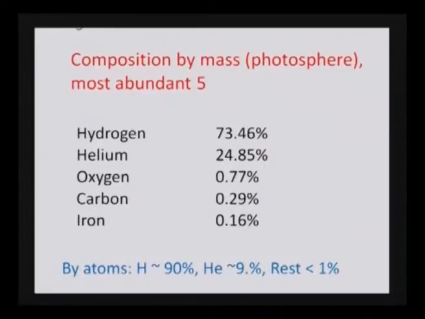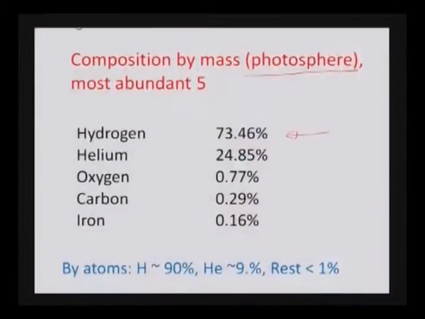Then composition by mass, composition of the sun. As you know, it is all gaseous mass. So, what are the elements in that? And that I am talking of the photosphere. I will talk about what the photosphere is. It is that outer layer of the sun that is visible from Earth during daytime. So, that is known as the photosphere, about 500 kilometers thick.